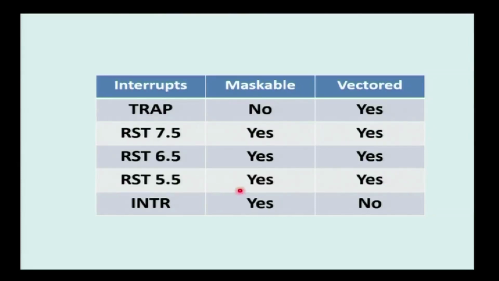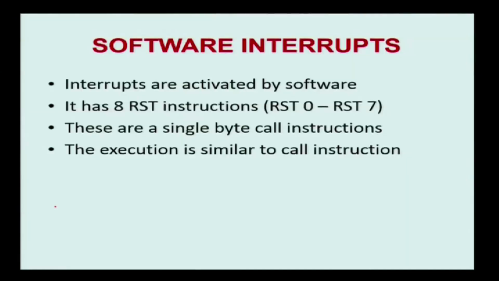Maskable interrupt means the interrupt can be disabled and enabled by software. A non-maskable interrupt means the interrupt can be enabled, but cannot be disabled by the software. INTR is interrupt request, which is a maskable interrupt, but it is non-vectored. Non-vectored means it does not know the address of the interrupt service routine. So, with the help of an external device, we have to get the interrupt address.